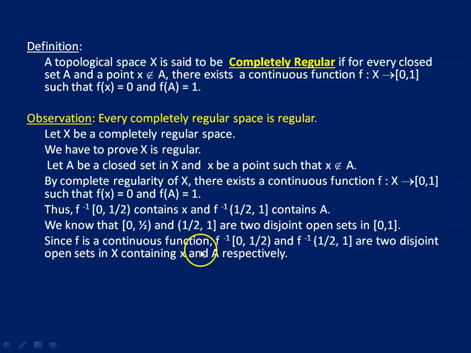Since f is a continuous function, f inverse of this open set and f inverse of the other open set are two disjoint open sets in X containing x and A respectively. Hence X is regular. Because we have taken a closed set A and a point x outside A, and we got two disjoint open sets, f inverse of [0, 1/2) and f inverse of (1/2, 1], which separate x and A, X is regular. So every completely regular space is regular.